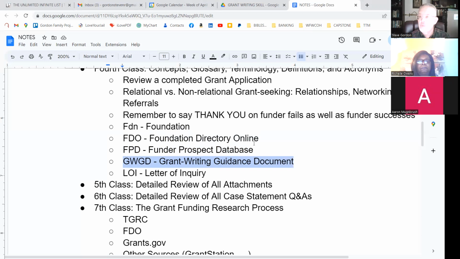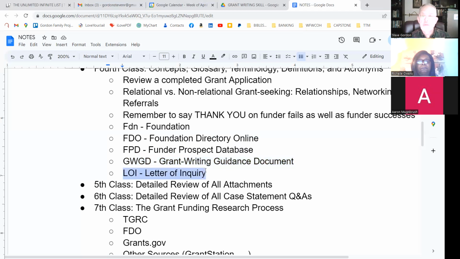Remember how we talked last week about how you should write out all your answers ahead of time so that they're well thought out and you have them written so you can copy and paste into a grant application. We'll talk more about that as well. We're going to go through that in another session in great detail.